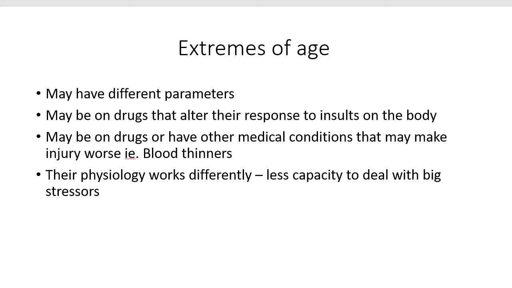So what do I mean by this? They may have different parameters. This probably affects more children than anything. Children tend to have faster heart rates, tend to breathe more quickly. And then as a side effect, there might be different weights. Children are often smaller and weigh less.